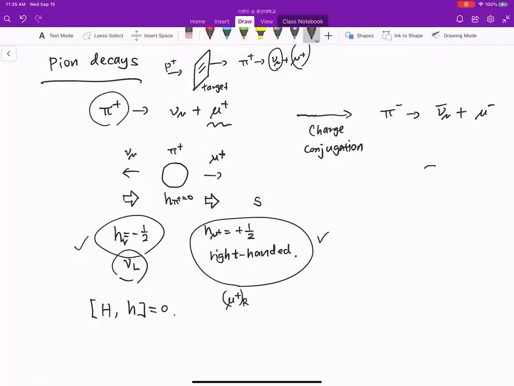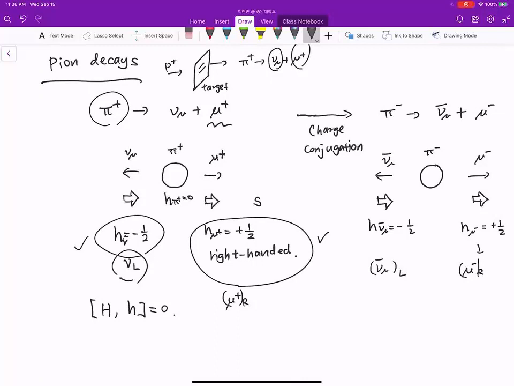Then pi minus, and the direction of motion does not change, just the charge is flipped. And the spin is untouched. So still you would have the mu helicity equal to plus 1/2, and the anti-neutrino helicity would be minus 1/2. So that means the muon is right-handed and the anti-neutrino would be left-handed. So these are weak decays, as I said.